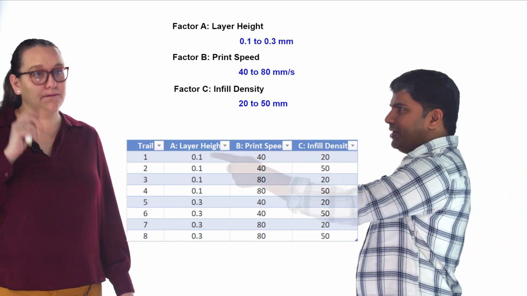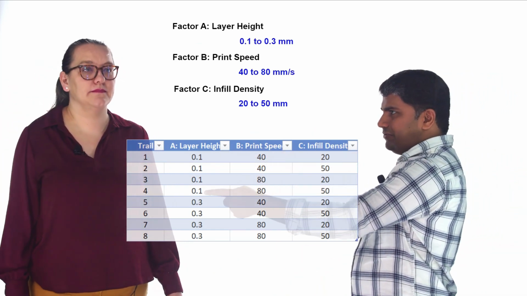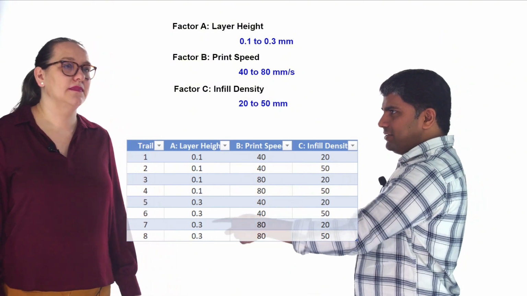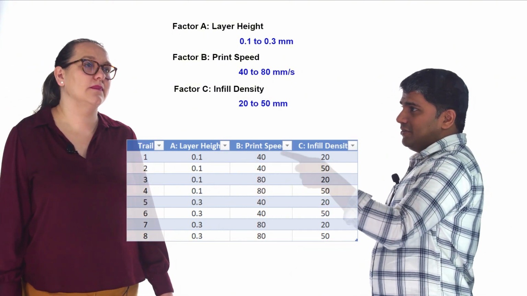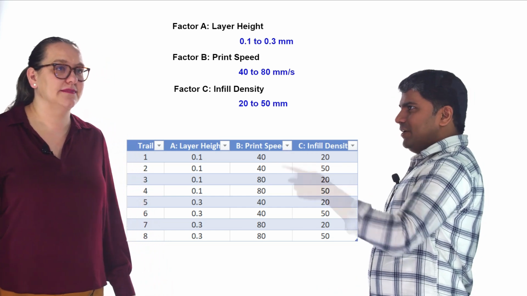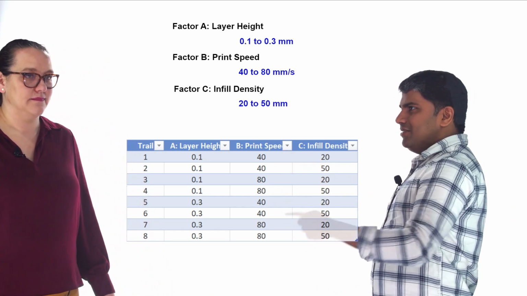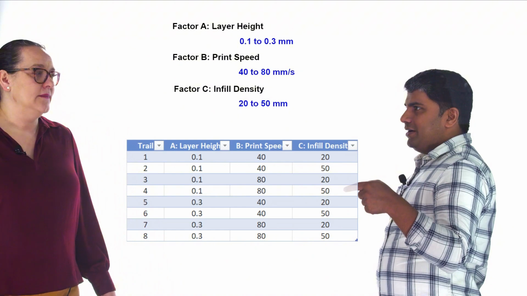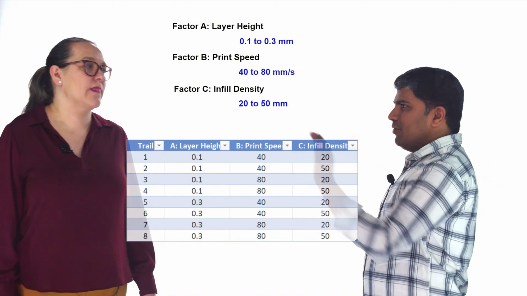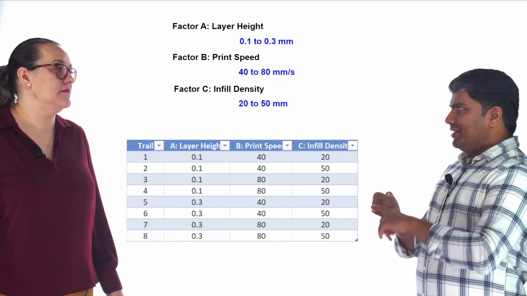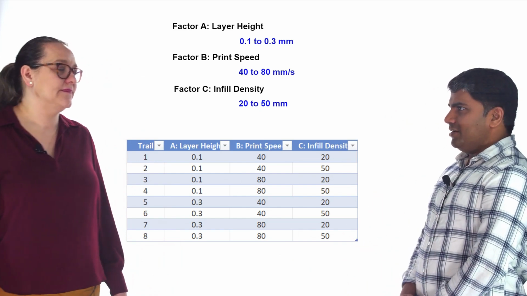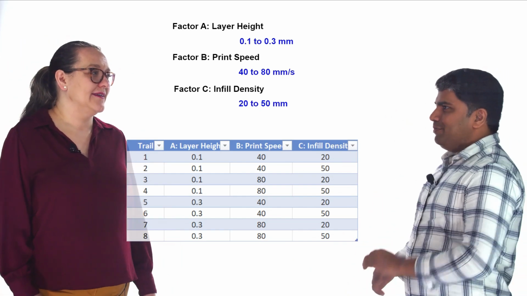So first I focus on my lower levels with height, then I go to the higher levels. Then 40s and 80s, lower levels and higher levels. Lower level, higher level, lower level, higher. Okay, so these are all the possible combinations. I have to make 8 prototypes and I have to measure the three response variables. Yes. Okay, so let us make the 8 prototypes.